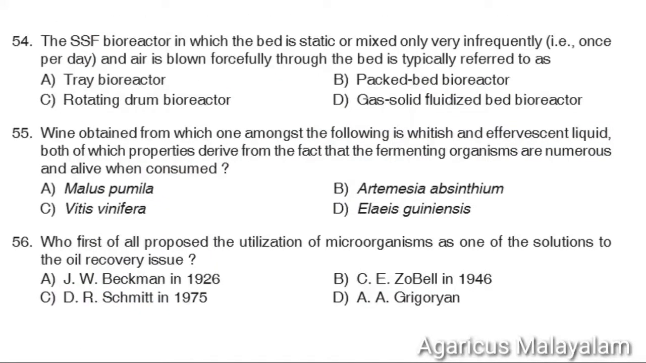54. The SSF bioreactor in which the bed is static or mixed only very infrequently and air is blown forcefully through the bed is typically referred to as a. Correct answer is option B, packed bed bioreactor. 55. Wine obtained from which one among the following is a whitish and effervescent liquid, both of which properties derived from the fact that the fermenting organisms are numerous and alive when consumed? Correct answer is option D.